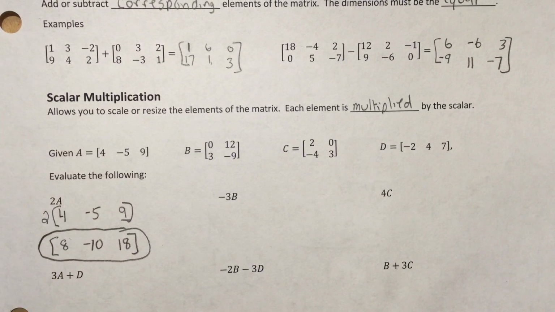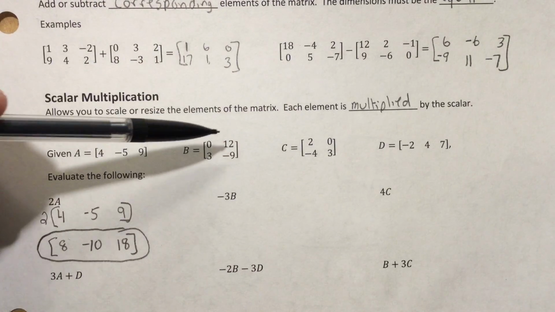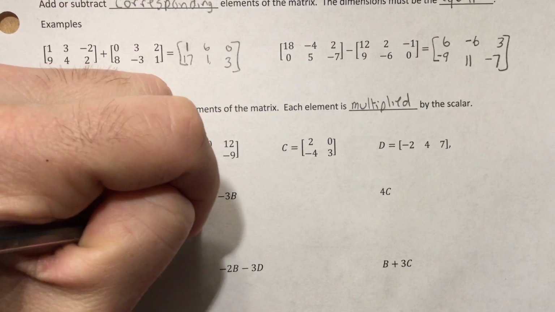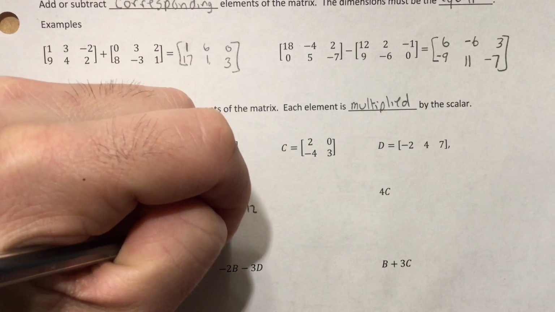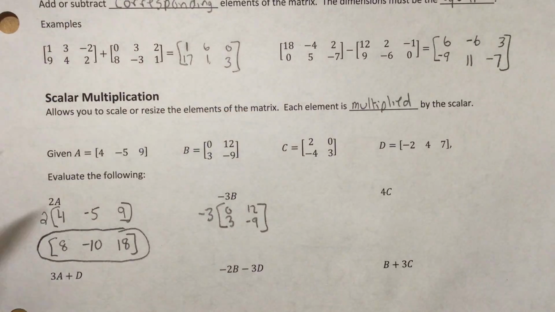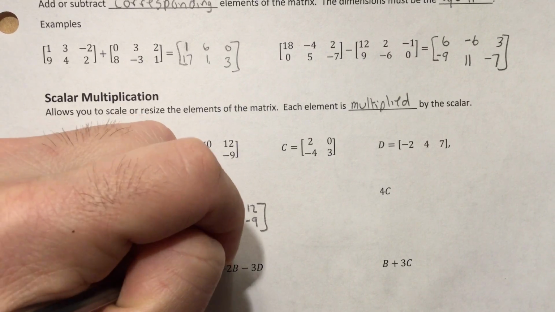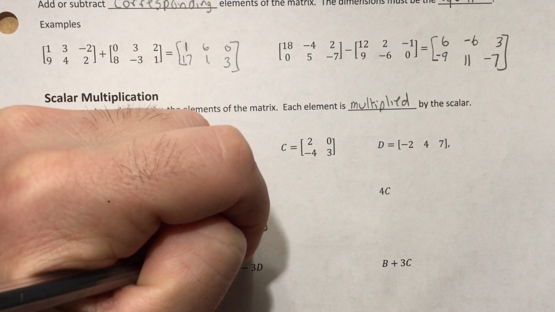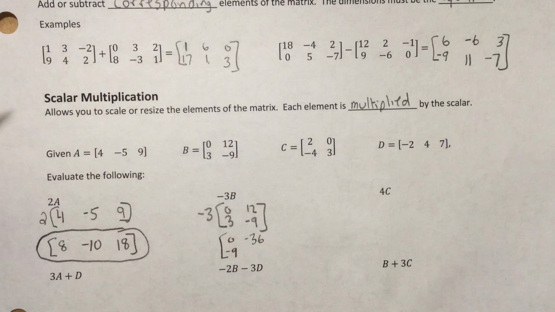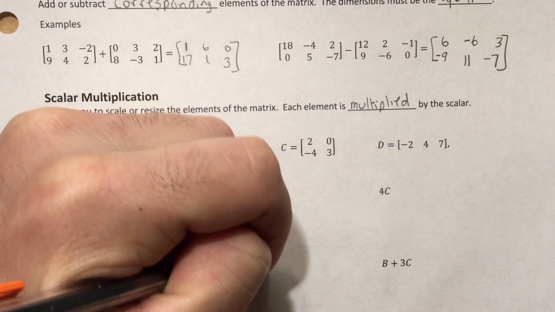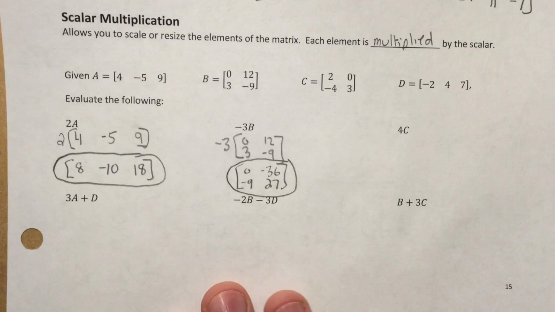Here I'm taking every element and multiplying it by negative 3. So negative 3 times matrix B, which is 0, 12, 3, negative 9. So negative 3 times 0 is still 0. Negative 3 times 12 is negative 36. Negative 3 times 3 is negative 9. And negative 3 times negative 9 is positive 27. You can do 4C on your own here.